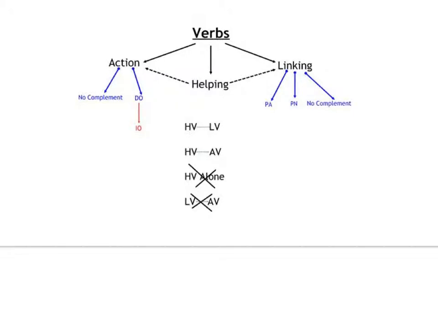And then finally, what we are talking about today, linking verbs may have a predicate adjective, they may have a predicate noun, or they may have no complement. Note that you will never have a predicate adjective and a predicate noun together in the same clause. Reminder also that direct objects and indirect objects are not in clauses with linking verbs. Just these two complements.